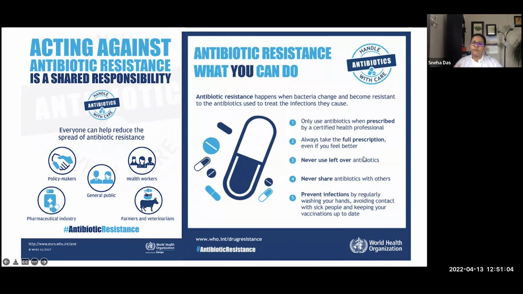And like we also talked about, many of the symptoms can be both viral or bacterial. So you don't know which one it is, and it's best to leave it up to a medical professional whether they should prescribe you an antibiotic or not. And never share it with family or friends.